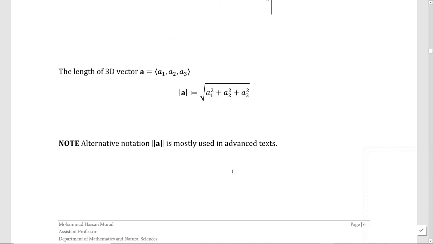In a similar way, we can extend this definition in the case of three-dimensional vectors. So if we have a vector A whose components are a1, a2, a3, its magnitude is defined to be the positive square root of the sum of the squares of the components. We usually denote the length or magnitude of a vector by putting two bars in front of it, one in the beginning, the other one in the end. But in some advanced calculus texts, we also use double bars.